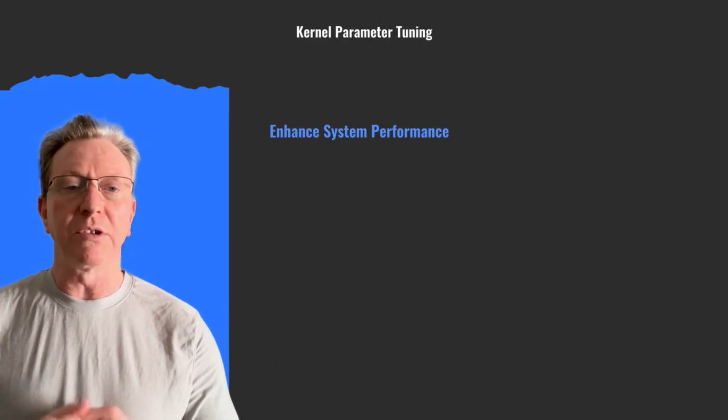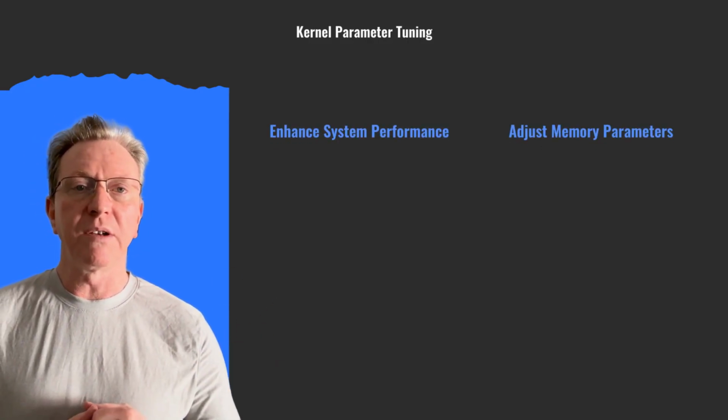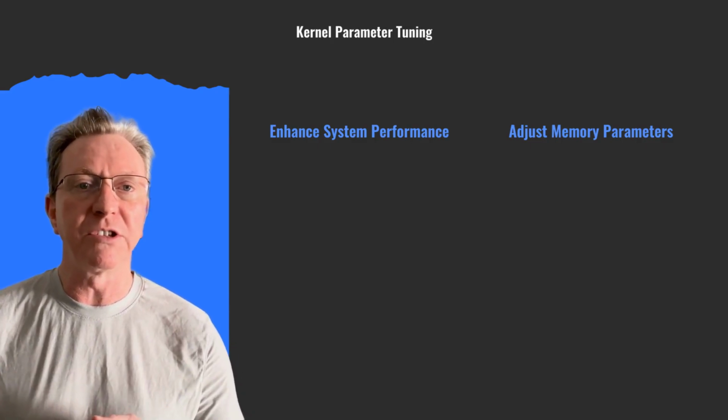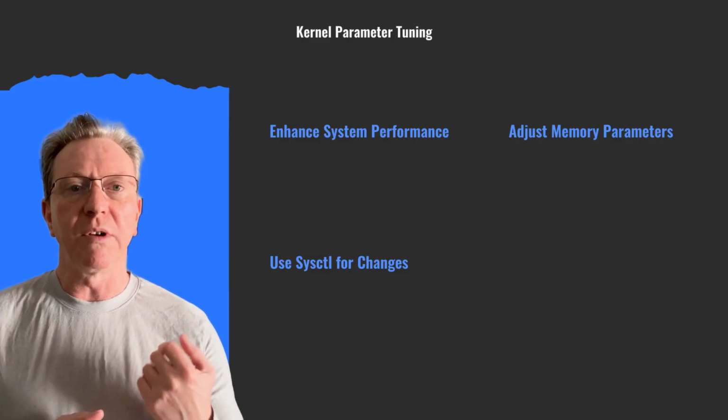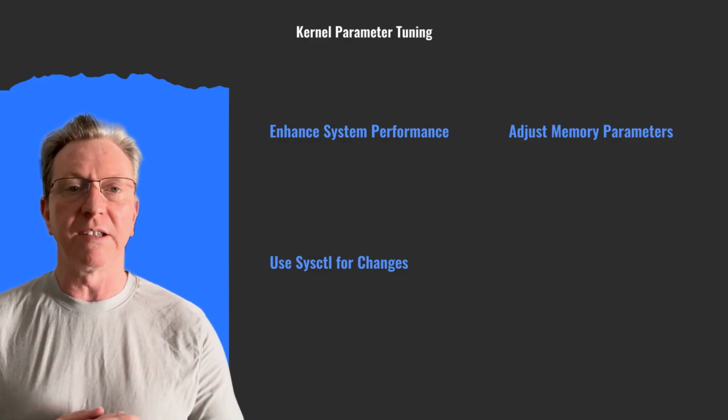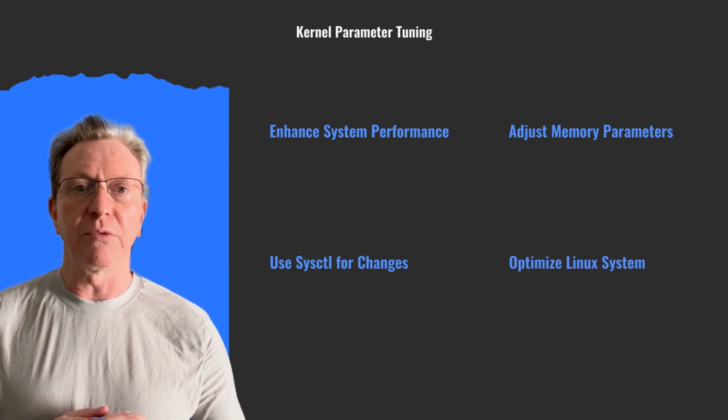Kernel parameter tuning is crucial for enhancing system performance. Adjust memory, file system, and network parameters to suit specific workloads. Use sysctl for temporary changes and tuned for profile management. This approach ensures your Linux system is optimized for the tasks at hand, providing a tailored performance boost.